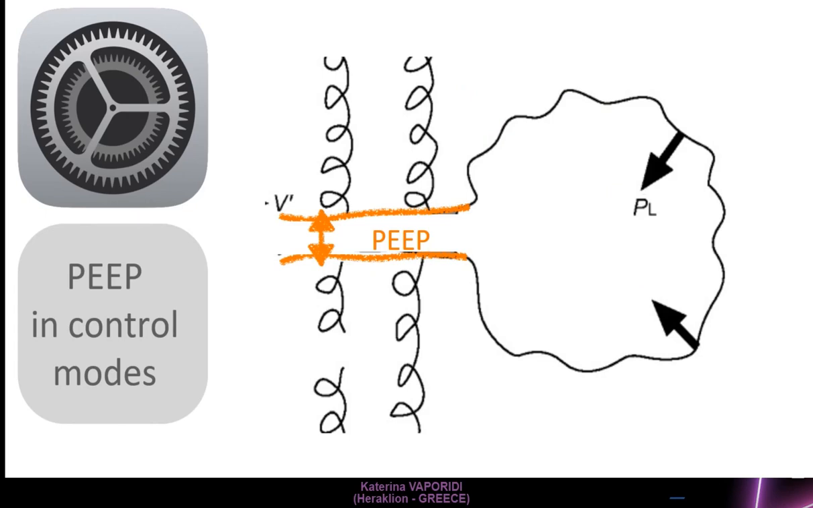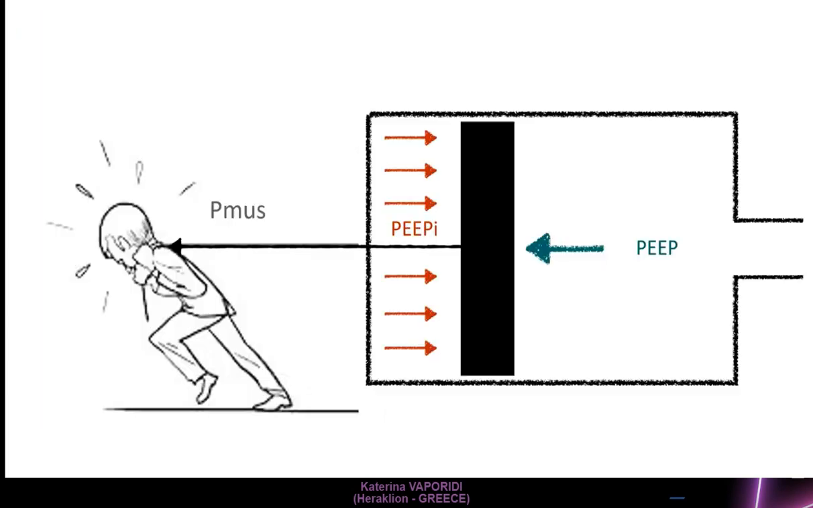Setting PEEP in control modes. When patients have an intrinsic PEEP of several centimeters of water, it would be reasonable to assume that they don't need any external PEEP. But studies have shown that application of low levels of PEEP facilitates lung emptying by preventing collapse of the small airways. Thus, low levels of PEEP can be used in such patients.